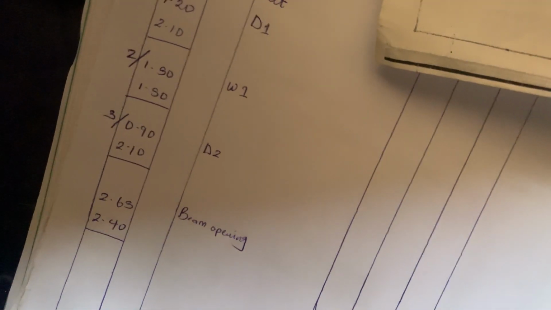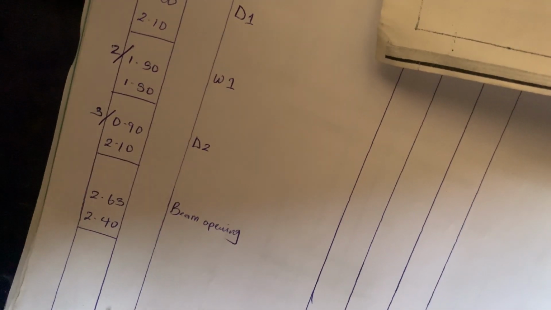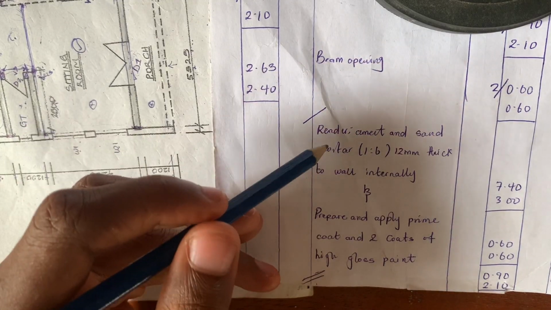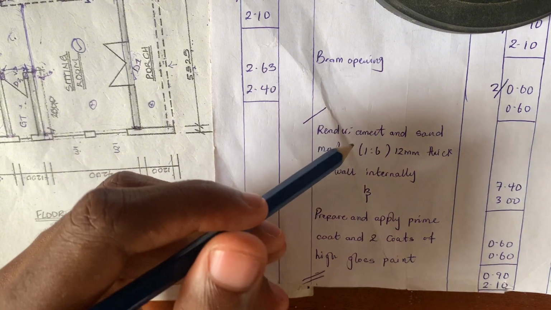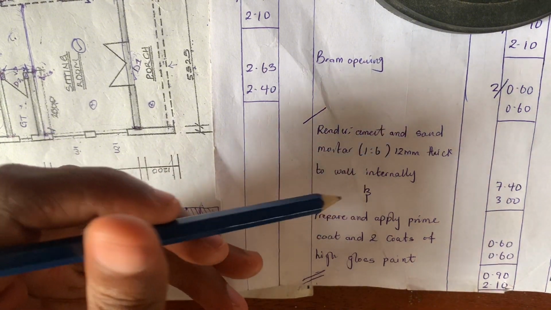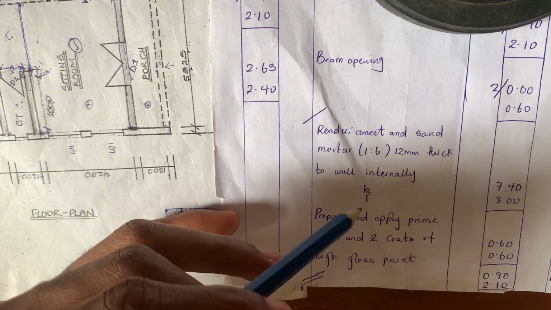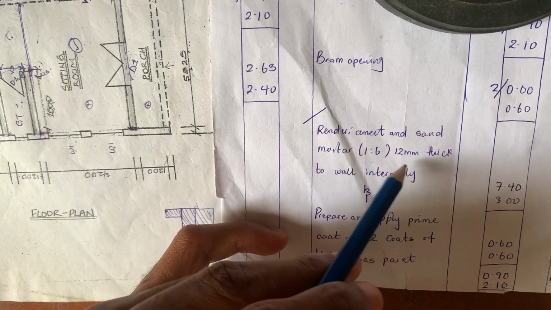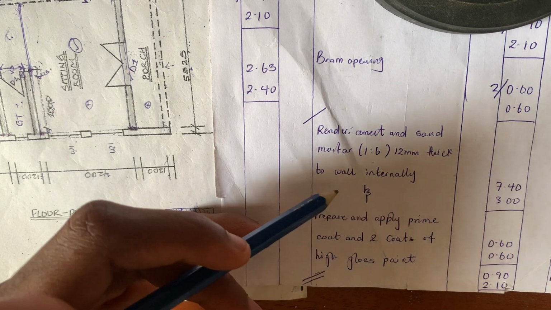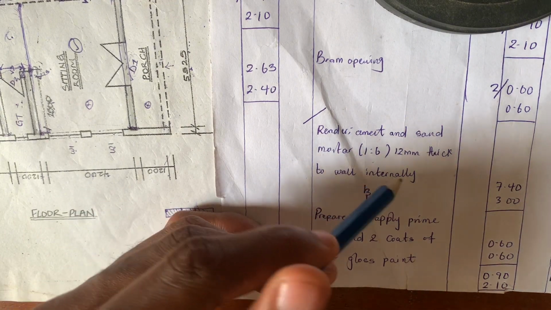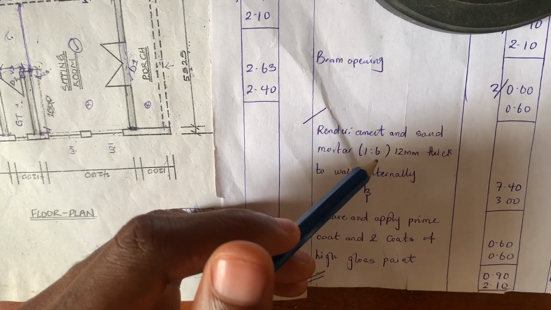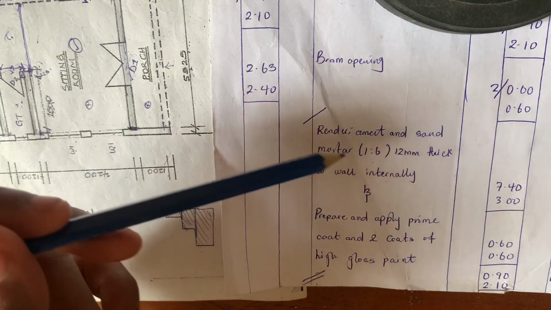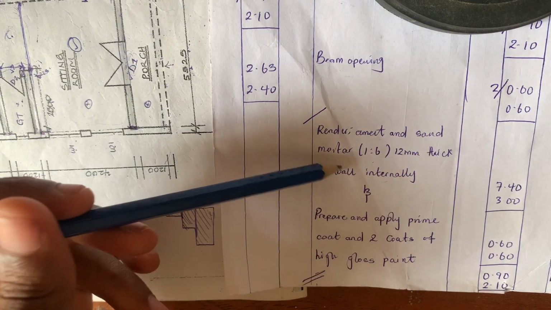Then all we need to do now is to describe. So you describe it by saying you render, that's to plaster, cement and sand mortar. The ratio is 1:6, and the thickness is 12 mm. So 12 mm thick to wall internally. So this is the description for plastering for the internal finishes.